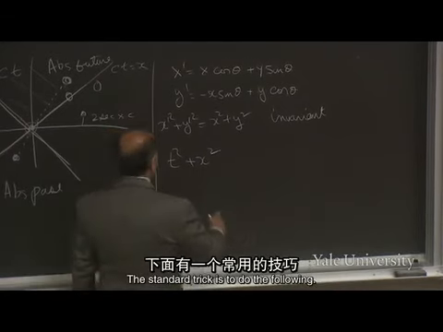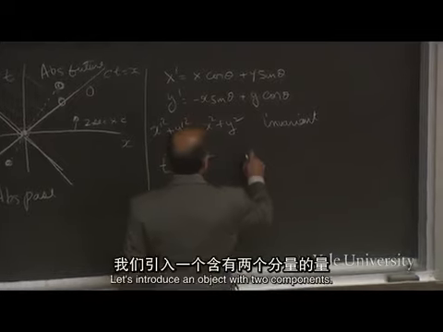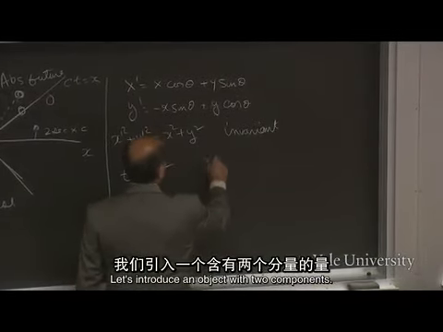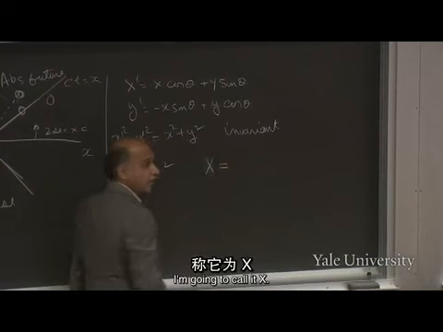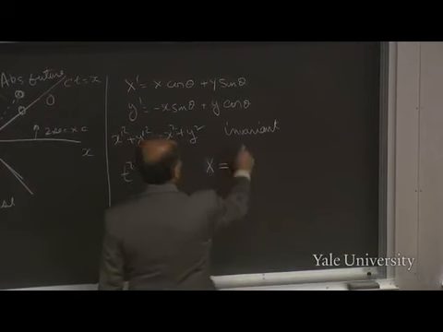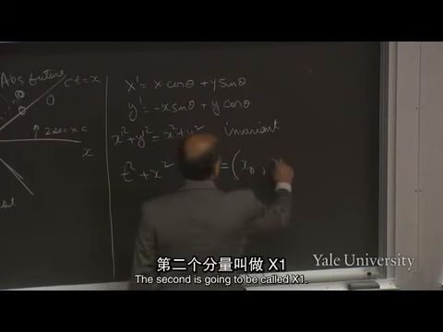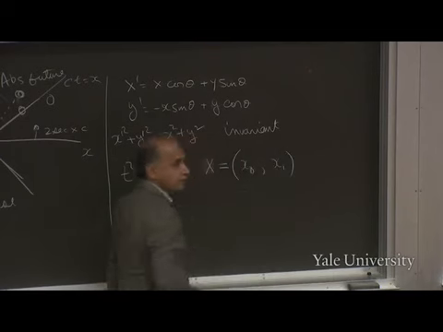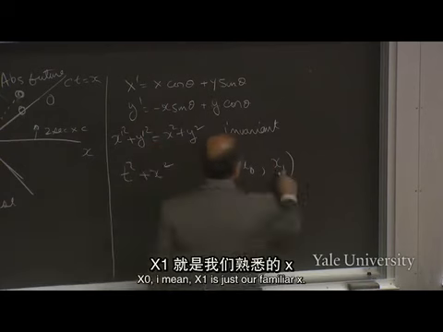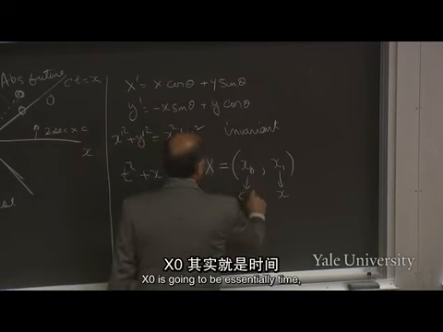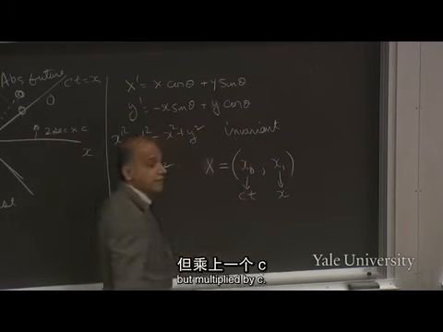The standard trick is to do the following. Let's introduce an object with two components. I'm going to call it capital X. The first component is going to be called x0. The second is going to be called x1. x1 is just our familiar x. x0 is going to be essentially time, but multiplied by c.